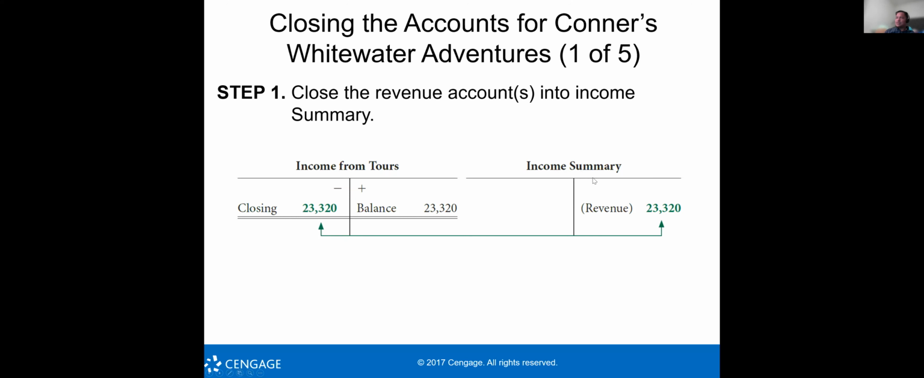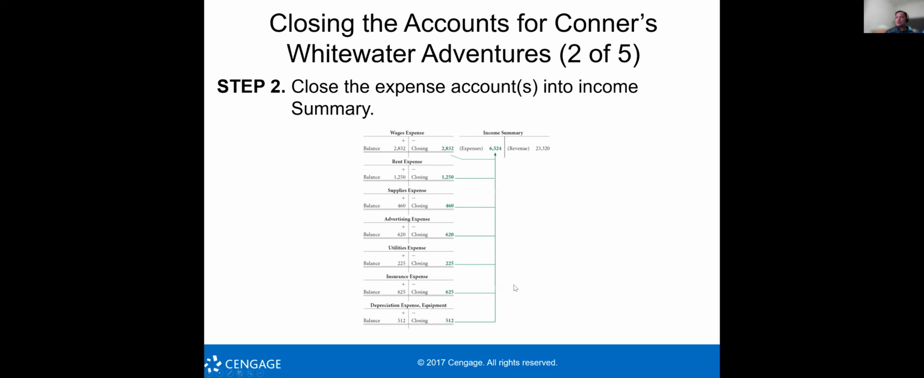So this is your income summary account, and that income from tours represents your revenue. To close the revenue account, you have to debit the revenue account and credit the income summary. That's step one, closing the revenue.